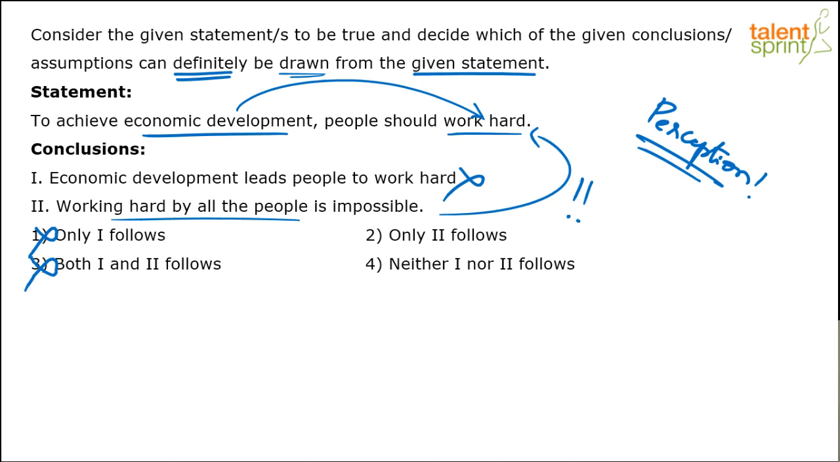Working hard by all people is impossible is incorrect because all people can work hard. And by the way, it's nowhere related to what is given in the statement, right? So that's not something that can be drawn or not drawn from the statement. So I would say neither one nor two follows. Neither one nor two follows.